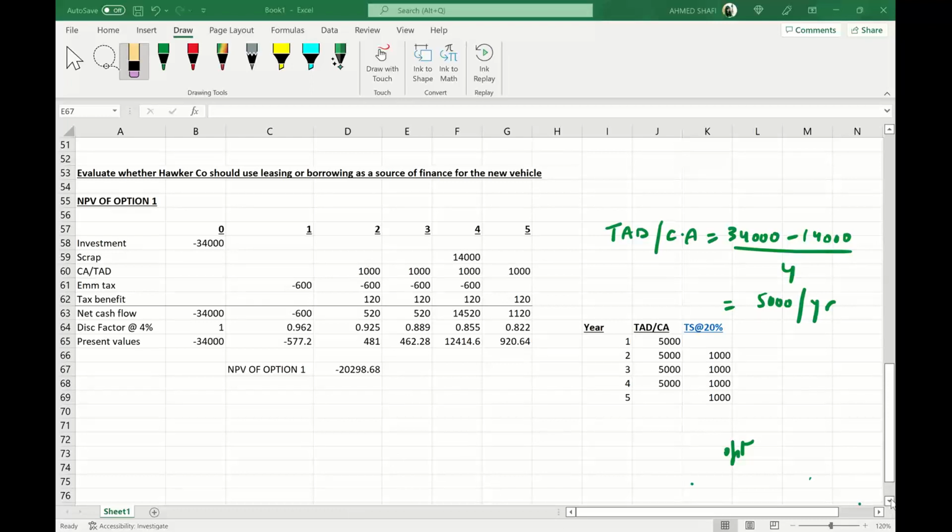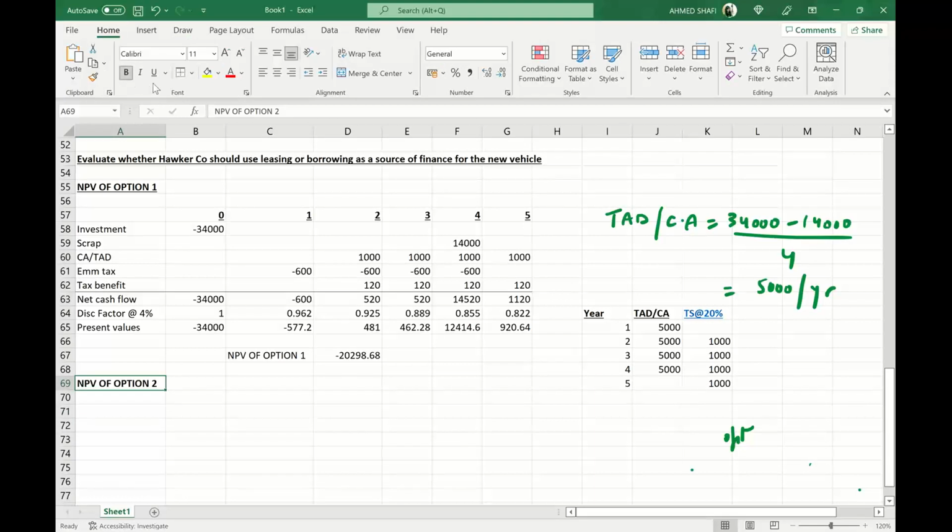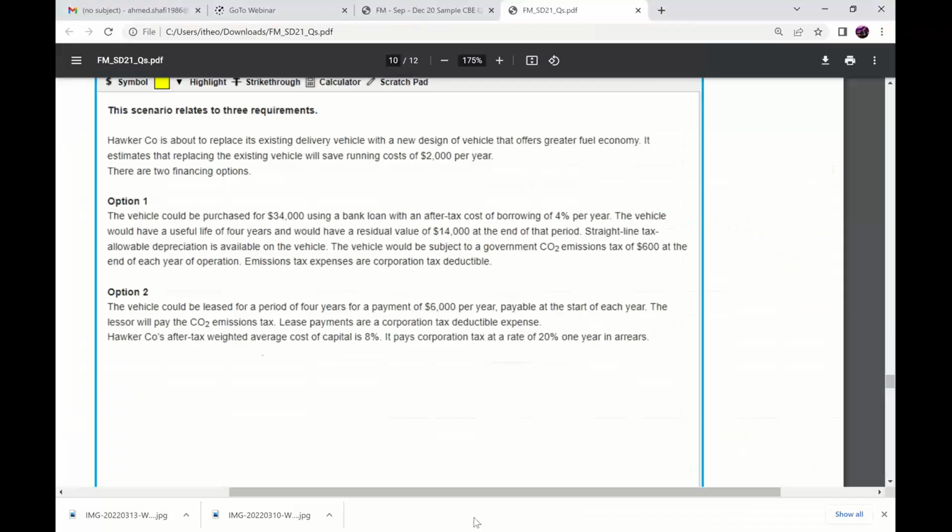Okay, now we have calculated the NPV of option 1. Now in order to decide which is better, we need to have the NPV of option 2. And then we will decide which is better. Now let's read option 2.